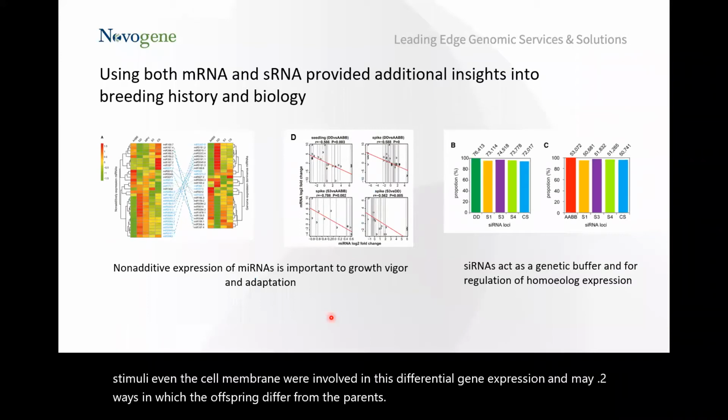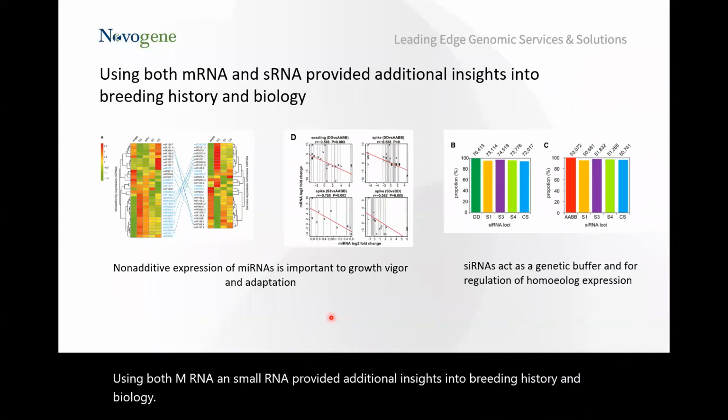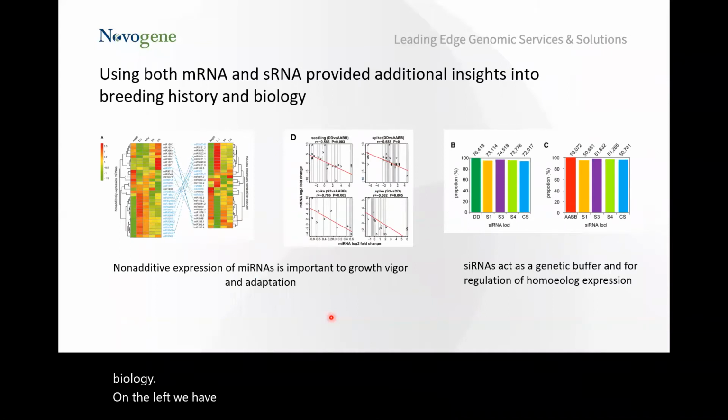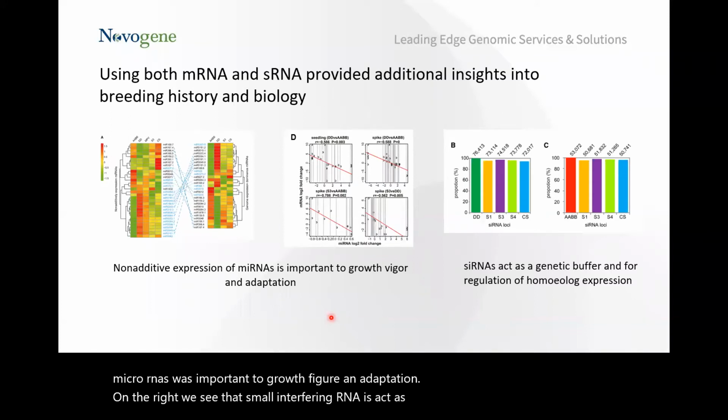Using both mRNA and small RNA provided additional insights into breeding history and biology. On the left, we have figures from this paper that are showing that non-additive expression of microRNAs was important to growth vigor and adaptation. On the right, we see that small interfering RNAs act as a genetic buffer and help to regulate homolog expression.